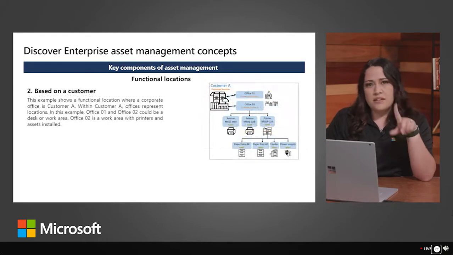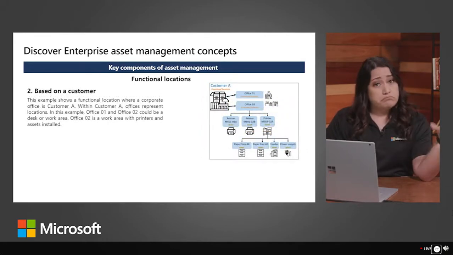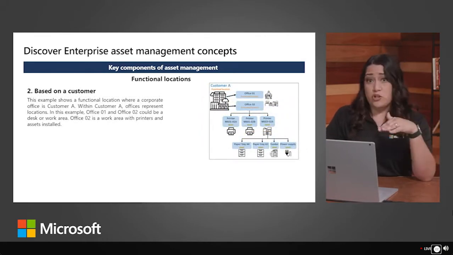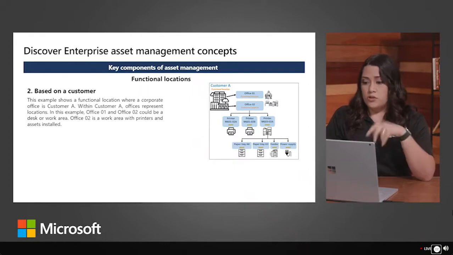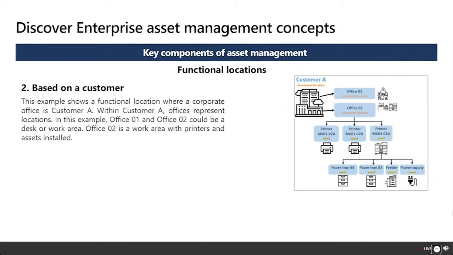But it doesn't always have to be based off of a location. If you wanted, you could choose to manage your assets by customer. So let's say, for example, you have a customer and they have 2 different offices. And if you actually look at the image that we have here on the screen, each office has their own work center that has printers, printer trays, power supplies, and a number of different assets that go along with it. And it's important to know what assets you have, where they're located, or what customer they belong to.